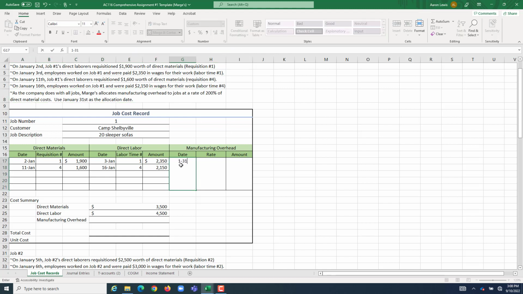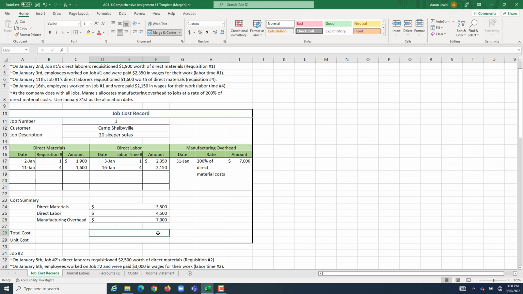We are going to, on January 31st, allocate a portion of overhead to this job. We're going to take a chunk of those indirect costs out of our pool and put them into this job, equal to essentially double, 200%, whatever our direct material costs were. So our rate is 200% of direct material costs. Well, what is that going to be? Well, we spent $3,500 on direct material, so if we multiply that by 2, that's 200%. It's $7,000. We had $7,000 worth of overhead that needs to be assigned to job number 1.